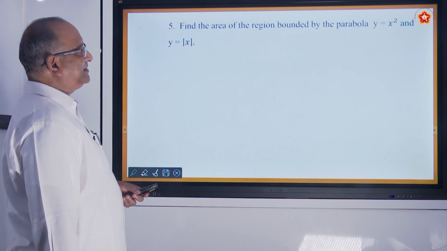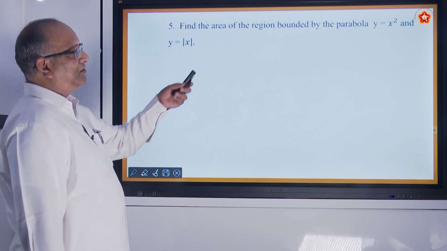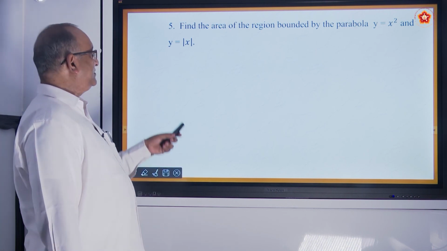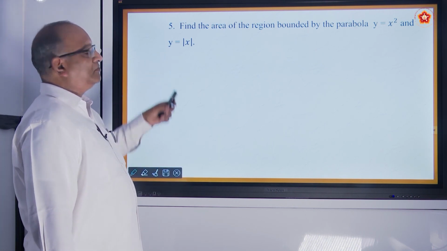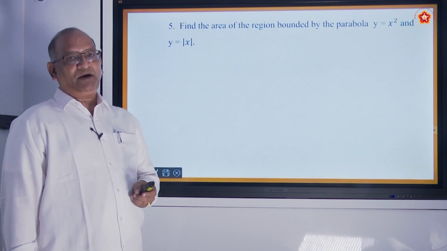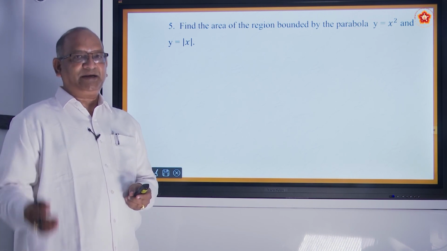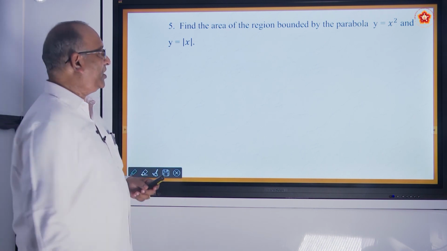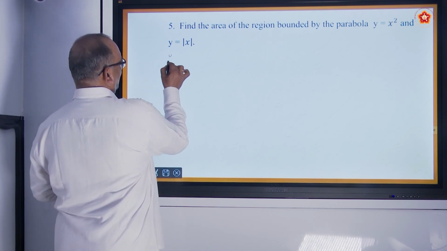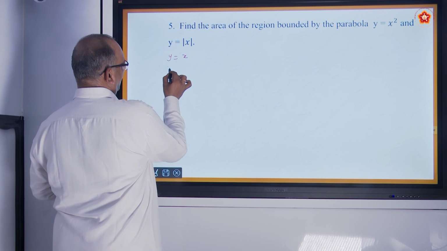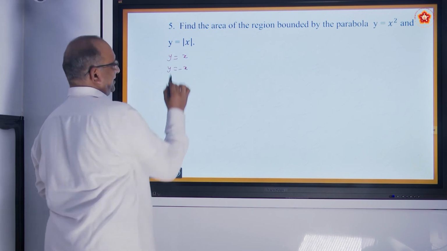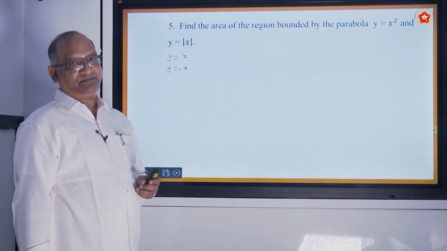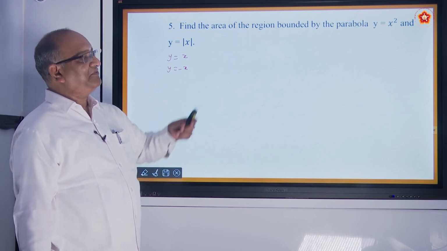Find the area of the region bounded by the parabola y equal to x square and y equal to modulus of x. What do you mean by modulus of x? You can take positive value of x, you can take negative value of x. Means what? This actually represents y equal to x line, y equal to minus x line. Two lines are there. Okay, whereas the other one is a parabola.